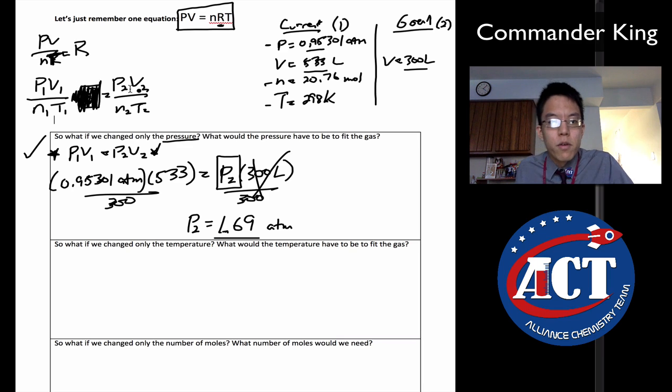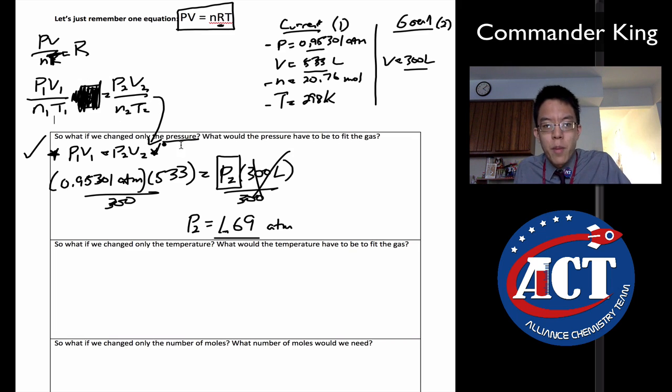So I have P1V1 over n1T1 equals P2V2 over n2T2. They have to equal each other. So far, I've only used this equation, and I did some fancy math. And now, how do I get from here to here?